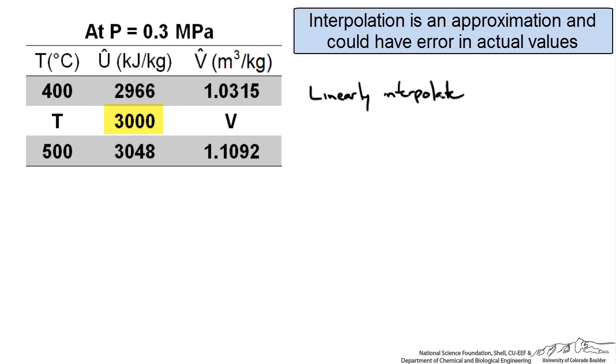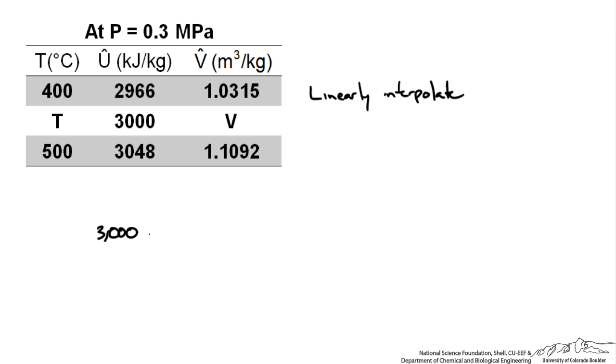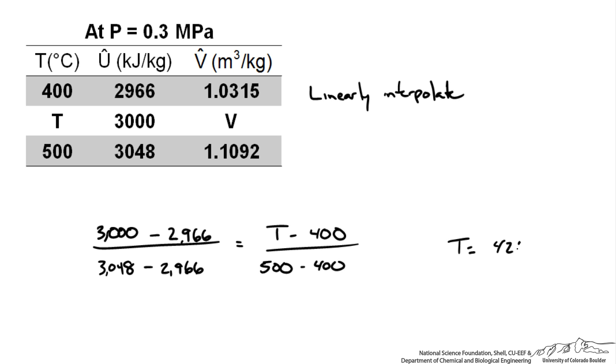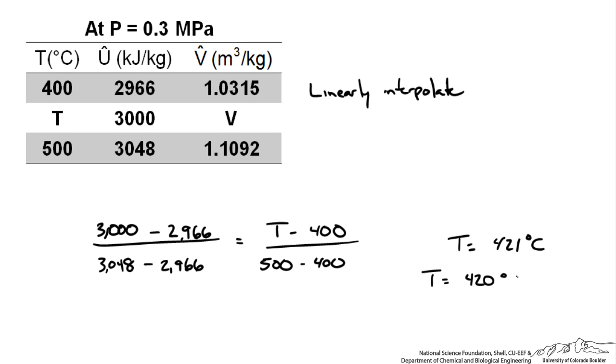We take the defined value, 3,000 kilojoules per kilogram, and subtract out the minimum value in our range, and then divide this by our total range of the system. Set this equal to the same setup, but for temperature being the unknown, we solve for the temperature, which in this case is 421 degrees Celsius. Using significant figures, we will report it as 420 degrees Celsius.